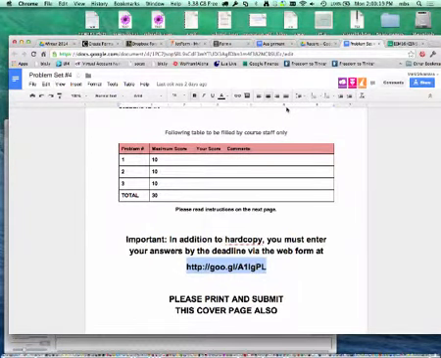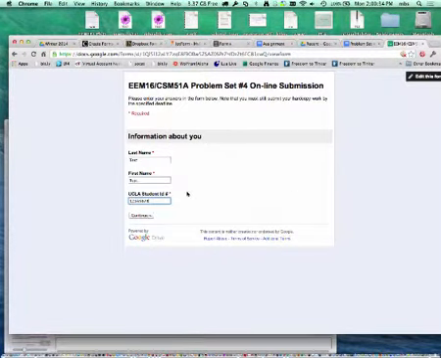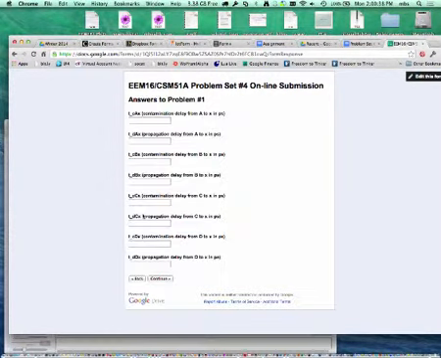Firstly, there was a question just now about the latest problem set. In addition to hard copy, you must enter your answers at this particular URL. If you haven't bothered visiting it, what you see there is a web form where you fill in your name and student ID. When you continue, it asks you to fill out the answers you came up with for the various problems.